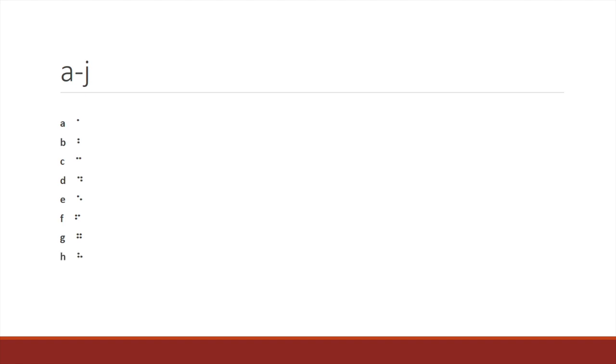H, dots 1, 2, and 5. I, dots 2 and 4. J, dots 2, 4, and 5. Good job. Please do not feel overwhelmed. You will get this. And remember, this is not how your child or student has learned Braille. This is much, much faster.